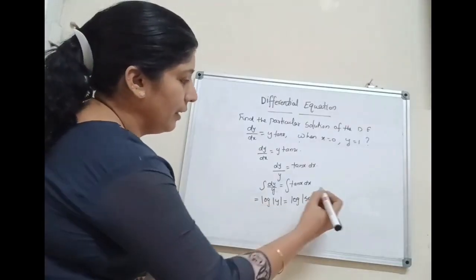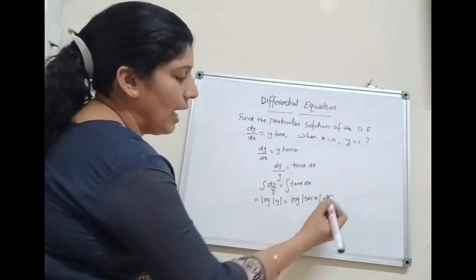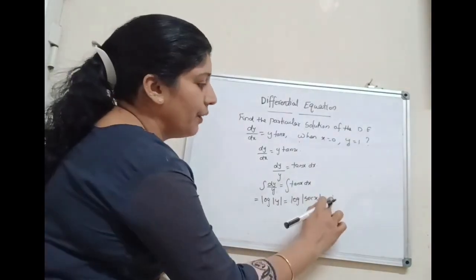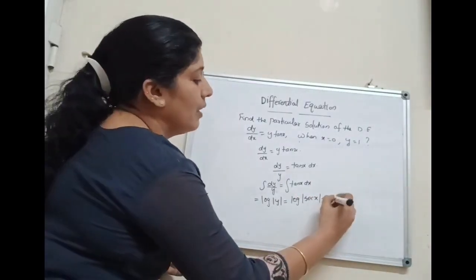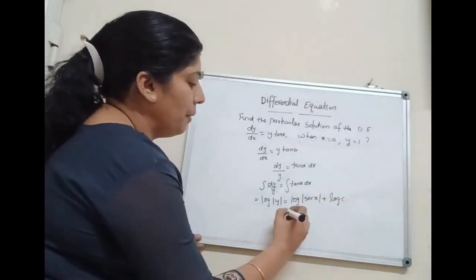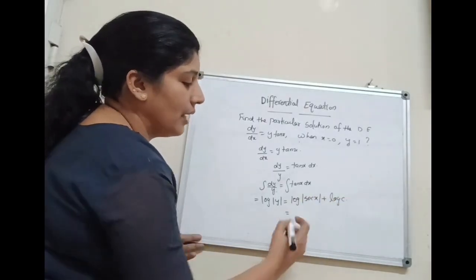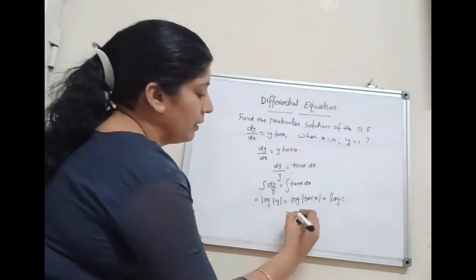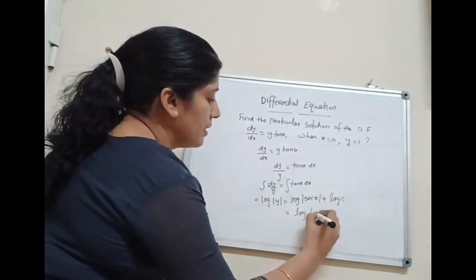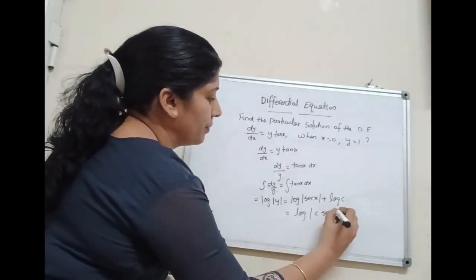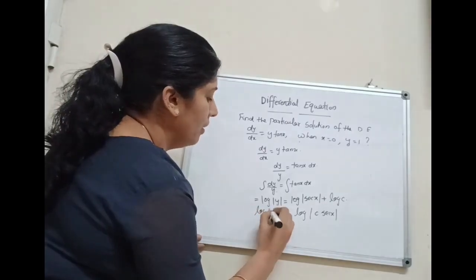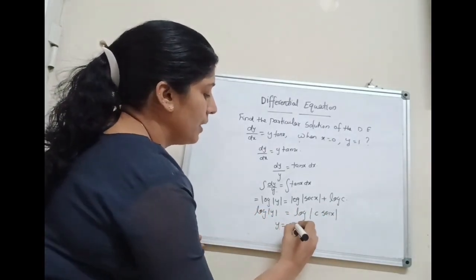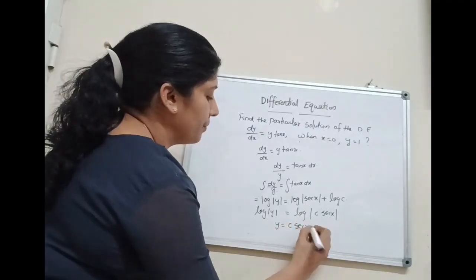Now here we can consider c as log c, since log c is again an arbitrary constant. Therefore, instead of c, we consider log c. That implies log sec x plus log c. Since log a plus log b is log ab, that is log of c sec x. So log y equals log of c sec x. Therefore, y equals c sec x.